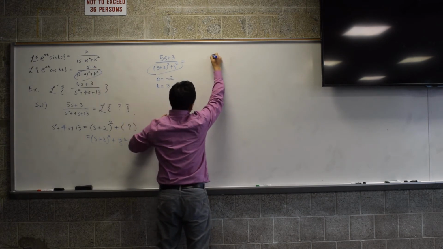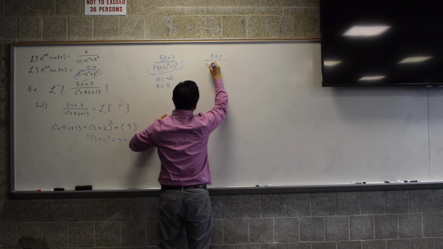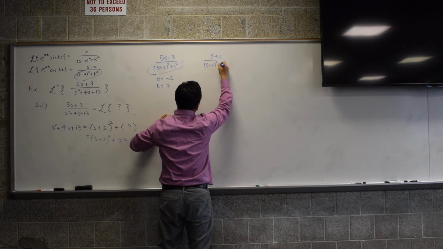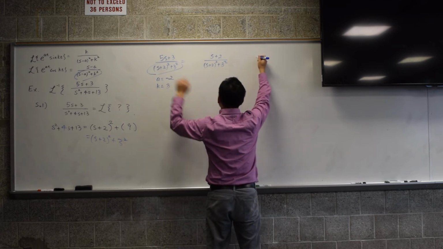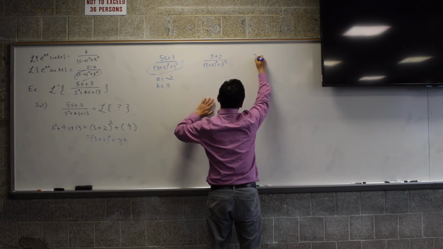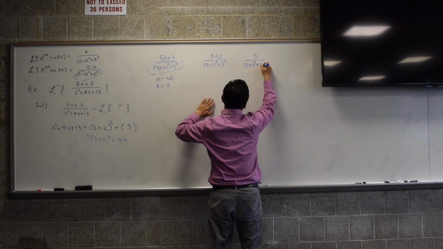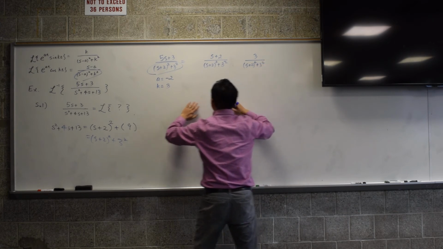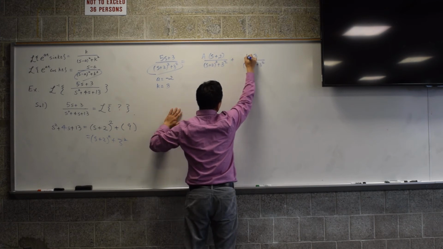This thing will be (s + 2)/((s + 2)² + 3²). And the second thing will be 3/((s + 2)² + 3²). Okay? And we say it's a times this plus b times this.